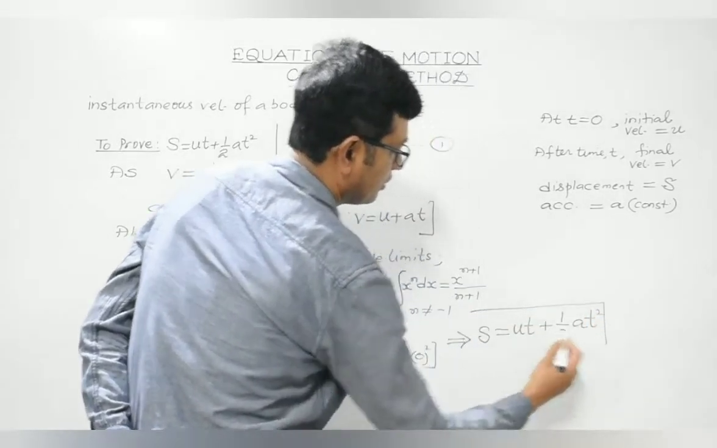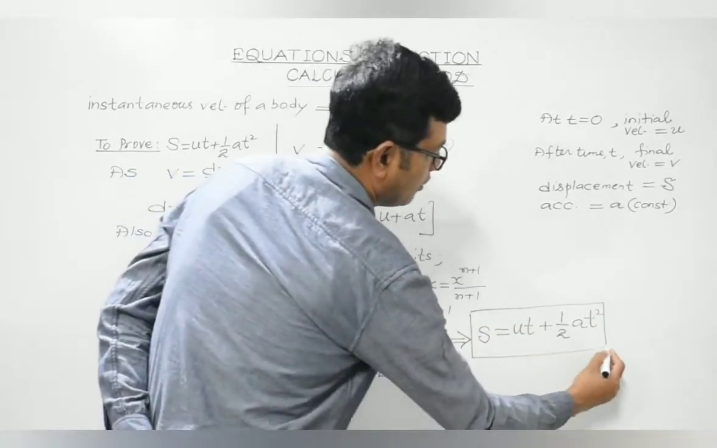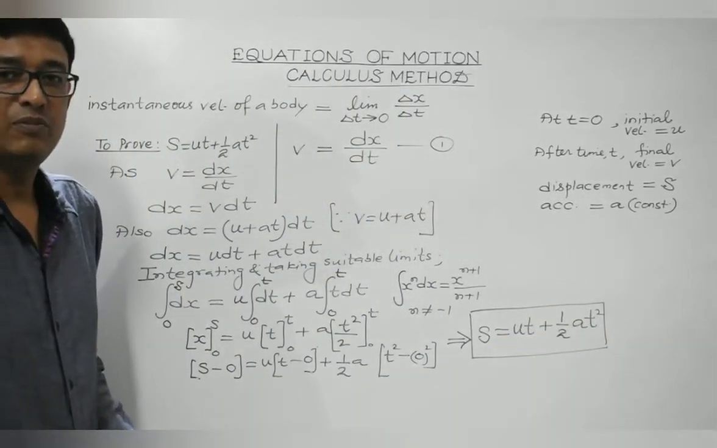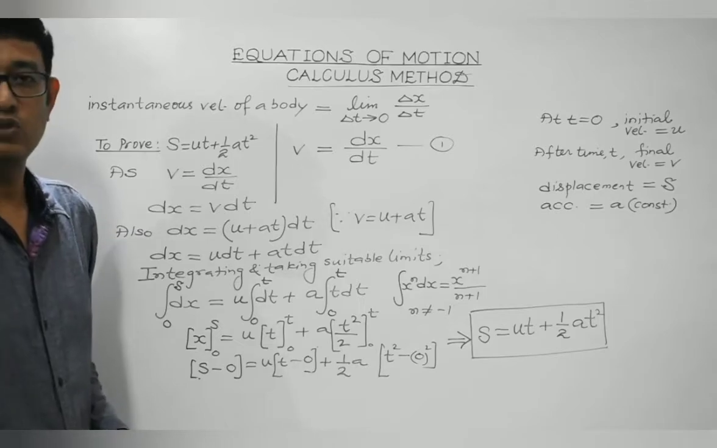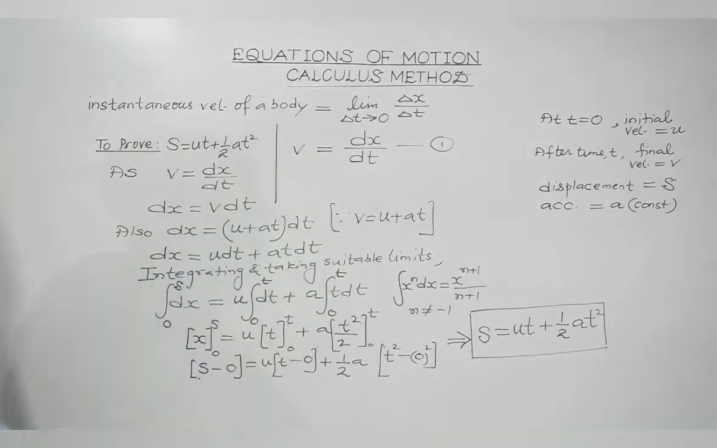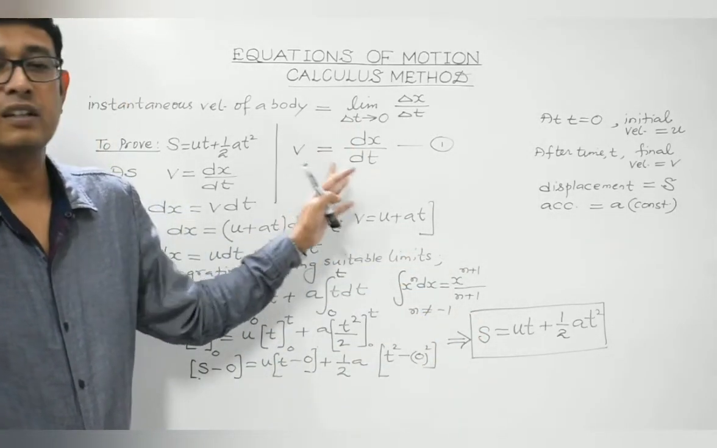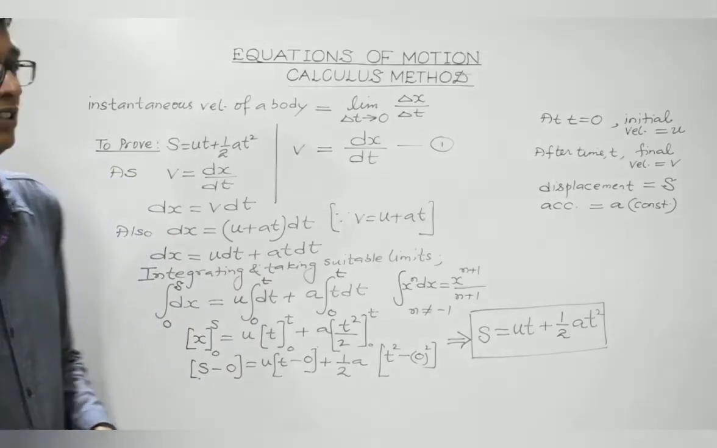This is the second equation of motion, which is also known as the displacement time relationship. So this is the derivation of the second equation of motion using the calculus method, right?